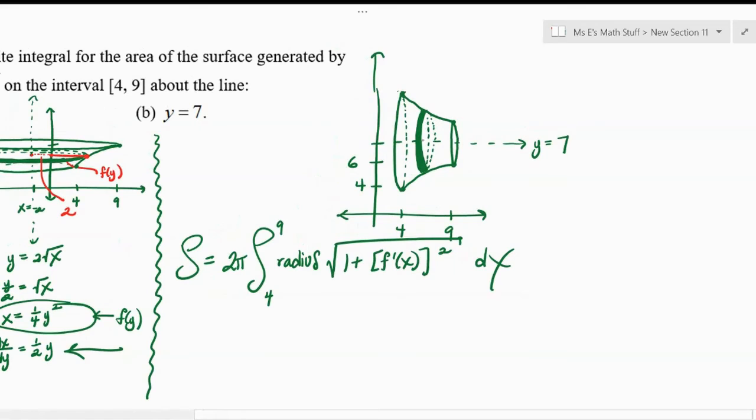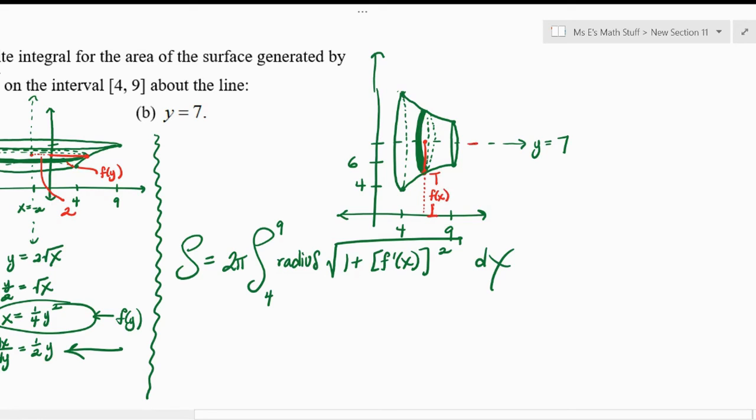Okay, so let's look at that. We've got the radius would be this distance. So let's look and see what we've got at our disposal. So a couple questions for you. What is this distance in terms of x? I claim that that distance in terms of x is f of x.